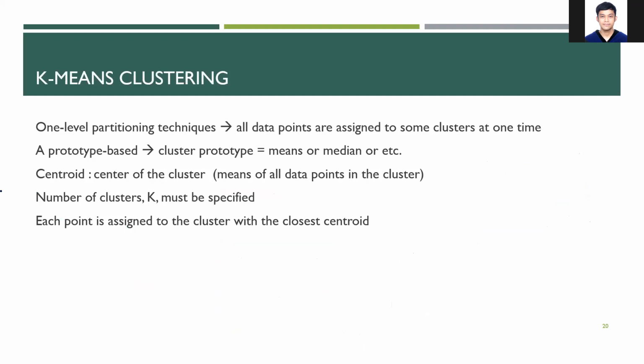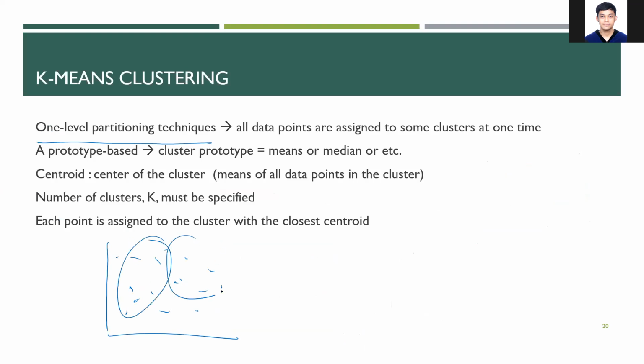The k-means algorithm is a one-level partition technique. One level means that if we have the data here, we divide the data into several clusters at one time. So in each iteration, we already decide, oh, this is one cluster, one cluster, one cluster, all at one time. Let's say in one iteration, we divide all data. So it is a one-level partitioning technique.